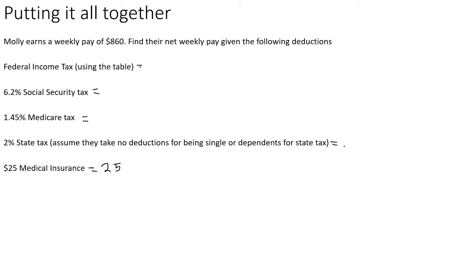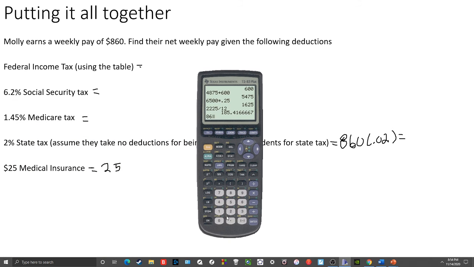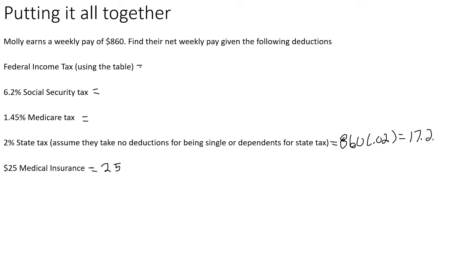So state tax is 2%, so we can do that. We can do 860 times 0.02, not 0.2, right? Because we don't want 20%, we want 2%. So 860 times 0.02, we get 17.20. That's how much money she's going to pay in state tax.